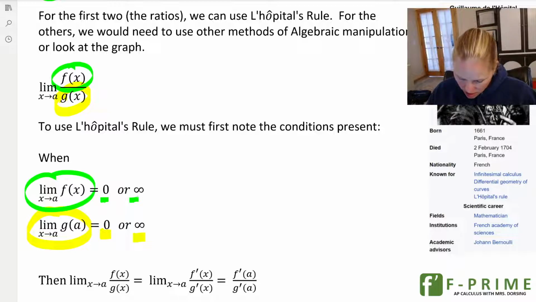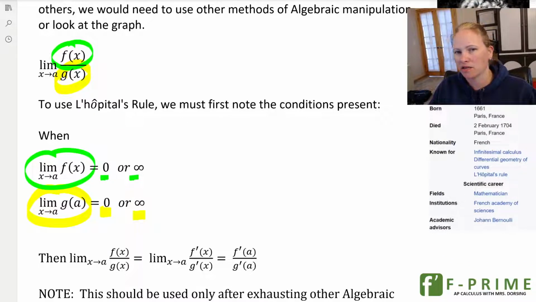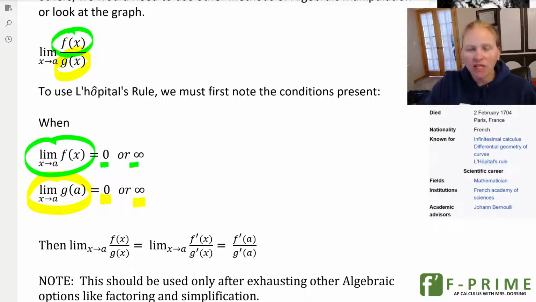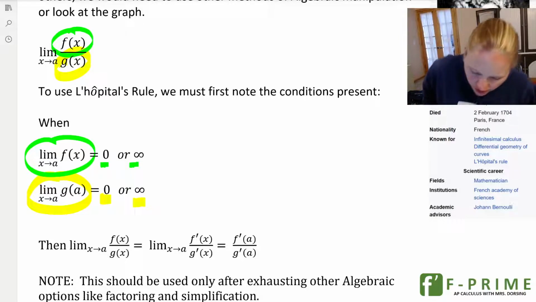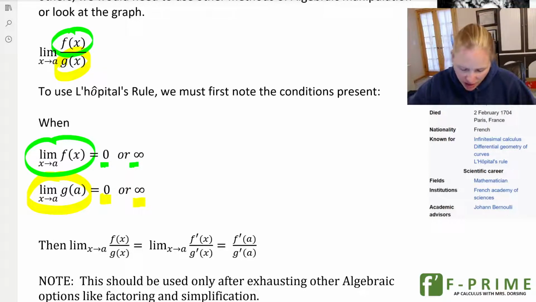Then he said, okay, if that's the case, then I'm going to do the limits of the rates. Maybe one's changing faster than the other. And so the rate is the derivative. So if I have this special situation where the top and the bottom are both approaching either 0 or infinity, then we just compare the limits of the derivatives. And it works really well.